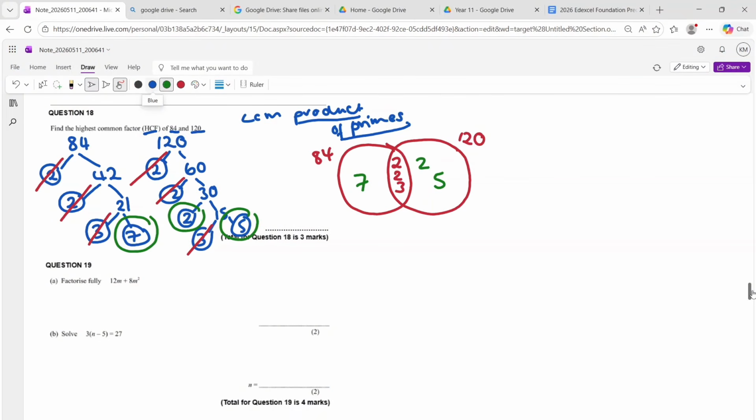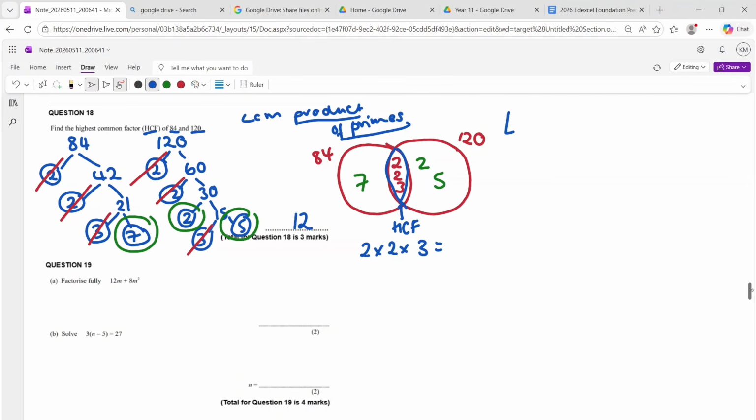So once I've done this, my highest common factor, you always multiply together the ones in the middle. So the ones in the middle here give you your highest common factor. So that will be 2 times 3, which is 6, times 2 is 12.